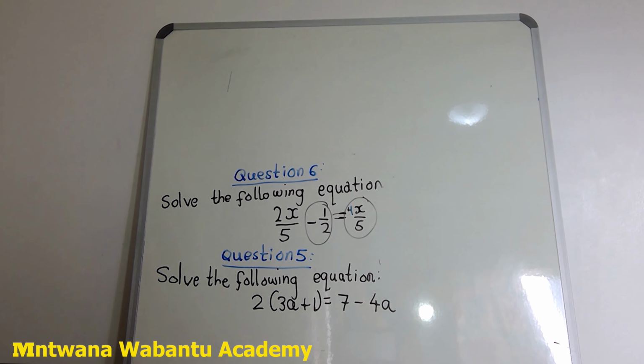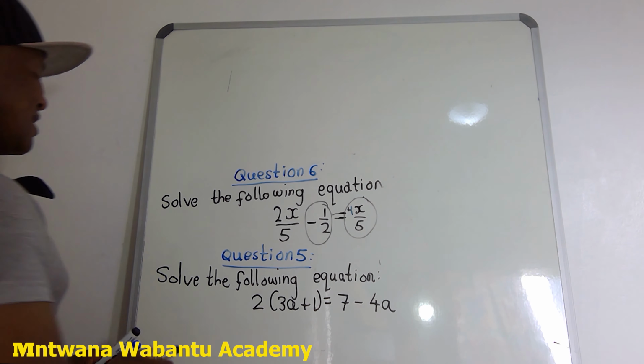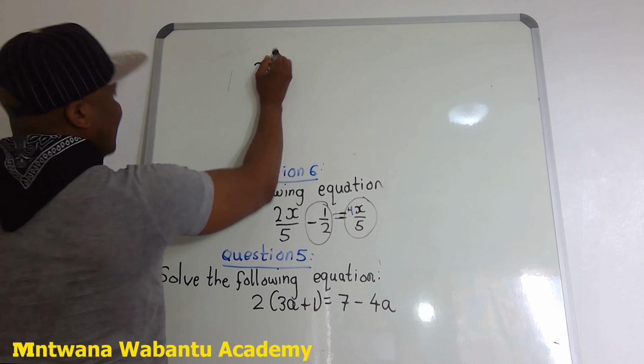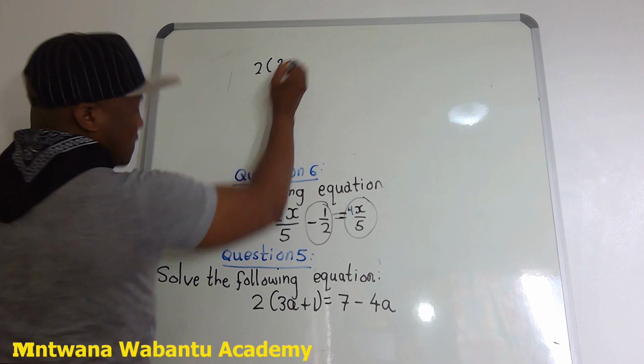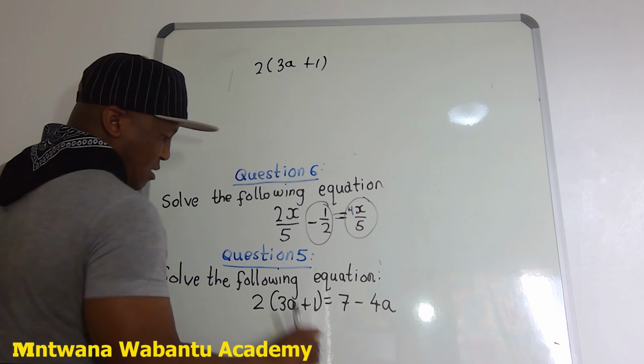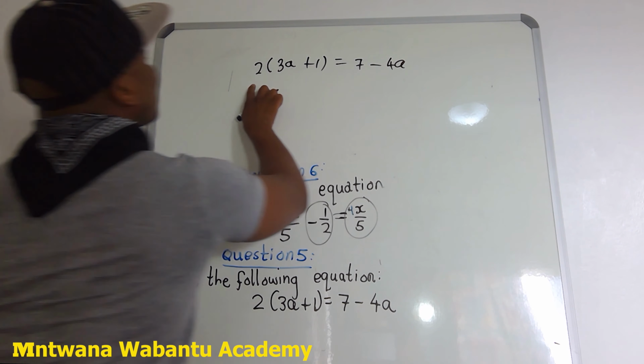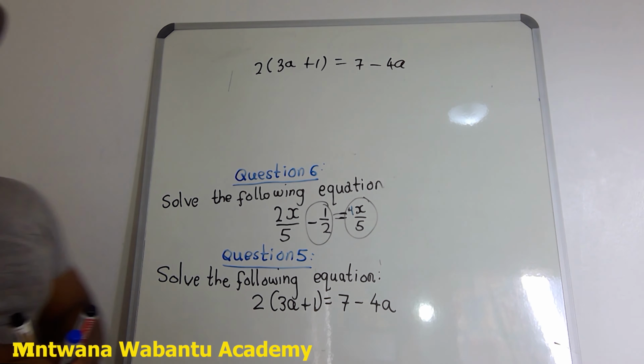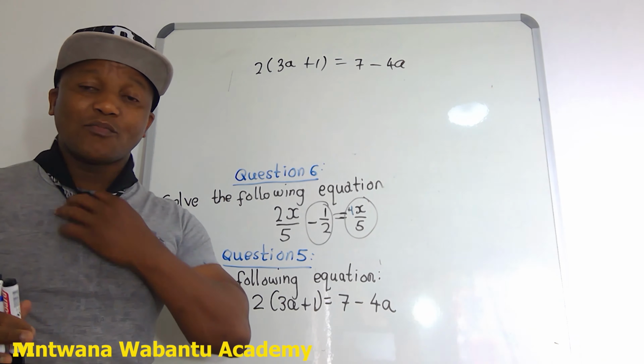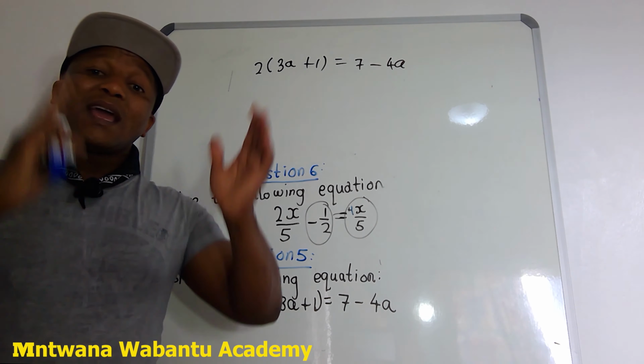Okay, the last question says, solve the following equation. Come on, man. This is easy. So we have a 2 here, and then we have 3a plus 1, and then equal to 7 minus 4a. So what we're going to do, I have to open the bracket, just like we said. From the rule of BODMAS, you start with the brackets first, you open the bracket, and you go.